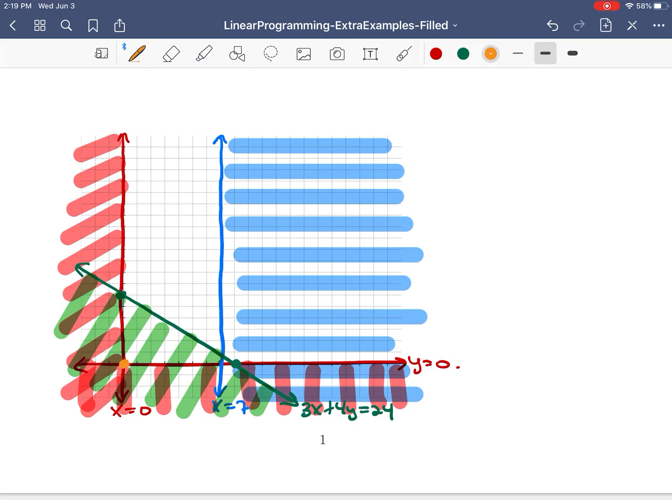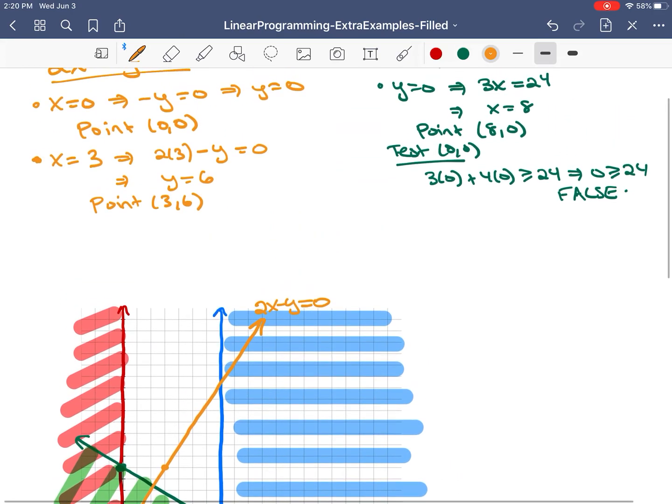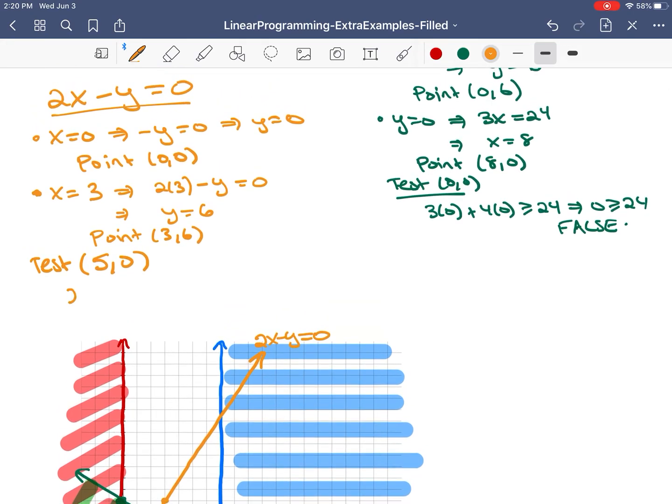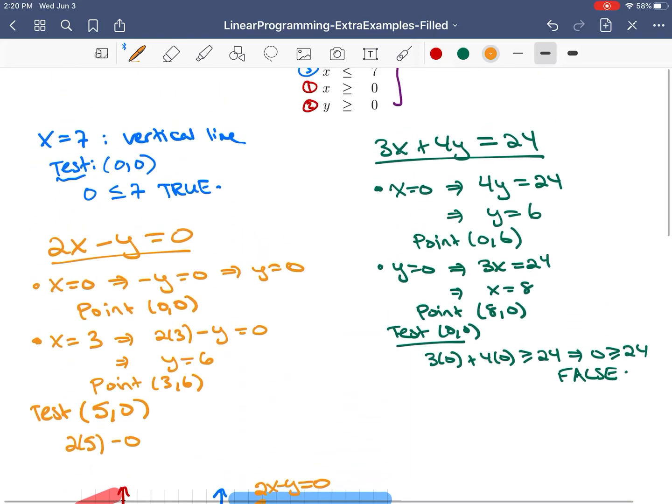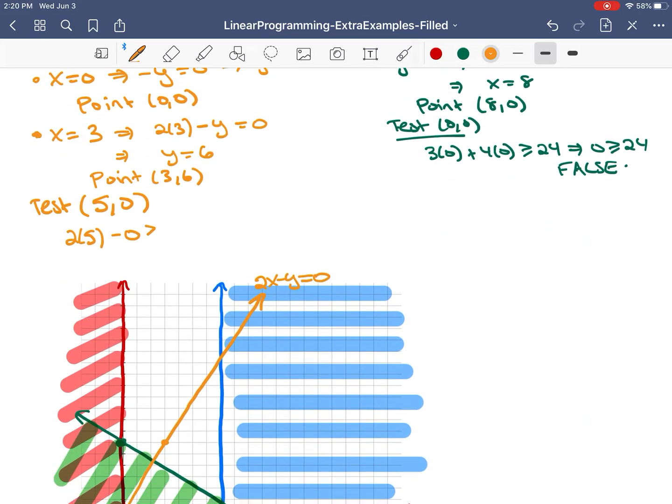So now we graph that. It goes through 0, 0, 3, 1, 2, 3, 4, 5, and it goes through 3, 6. So here is our line, 2x minus y equals 0. And now we need to test a point, but we cannot test 0, 0 as 0, 0 is on the line. So maybe I'll test 5, 0. Something on the x-axis or the y-axis is usually nice. So if I do 5, 0, it's going to be 2 times 5 minus 0, and I want that to be bigger than or equal to 0.